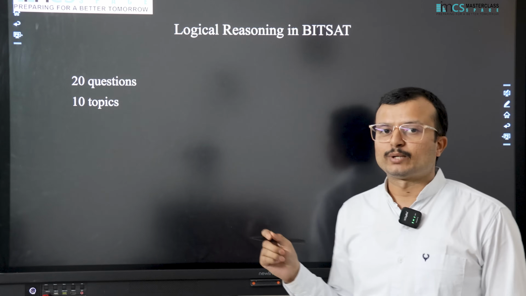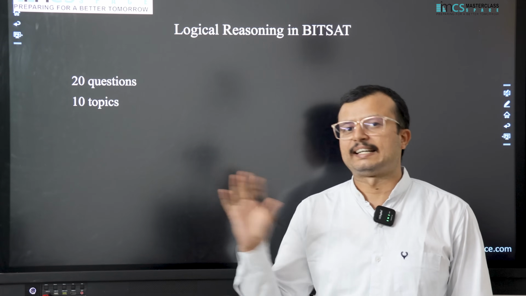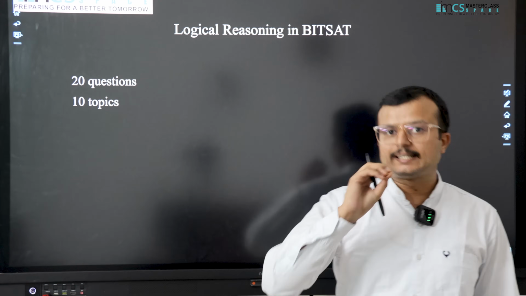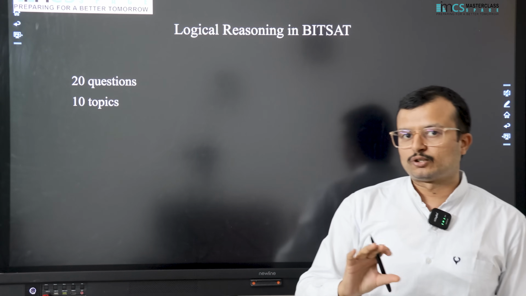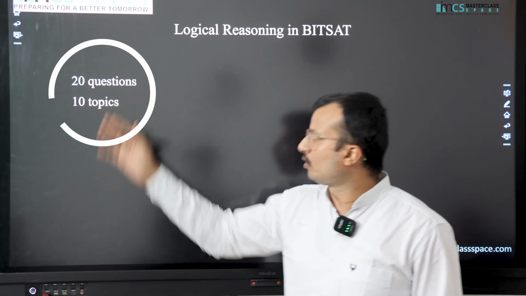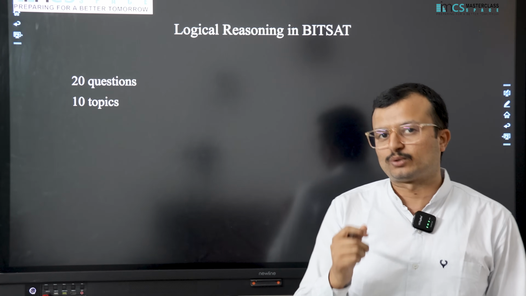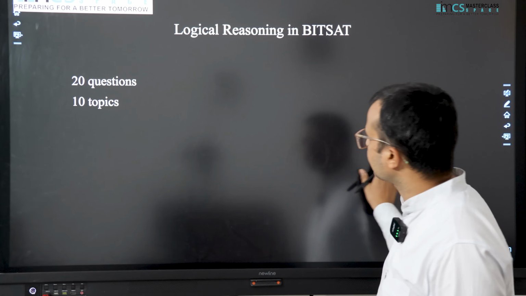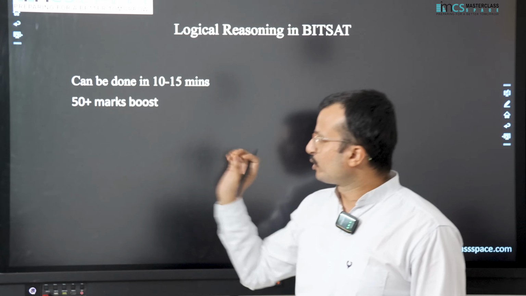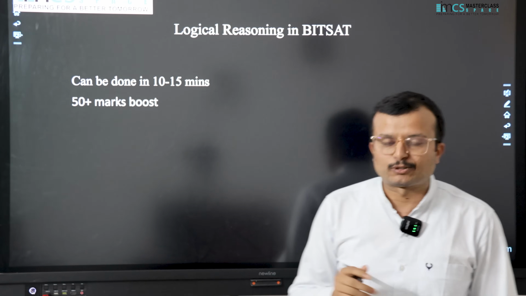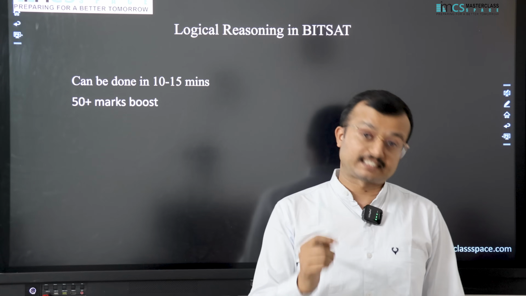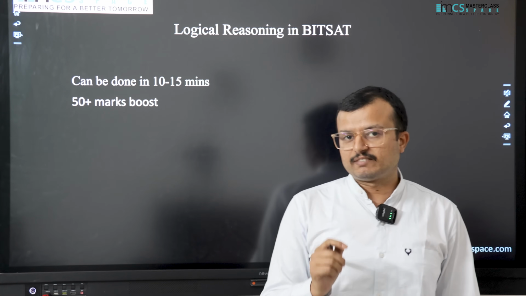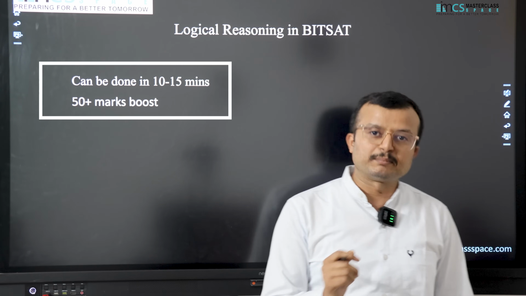As a basic thing, you must be aware that in BITSAT, logical reasoning comprises 20 questions, and these 20 questions are not asked at random. They are very specifically from only 10 pre-decided topics. On an average, we can assume that for every student there would be 2 questions per topic. A very good thing about logical reasoning is that although there are 20 questions worth 60 marks, they, if done correctly, can be completed in hardly 10 to 15 minutes.